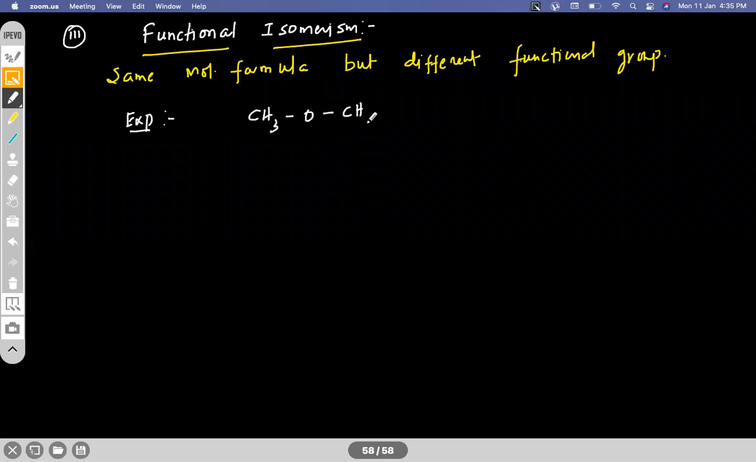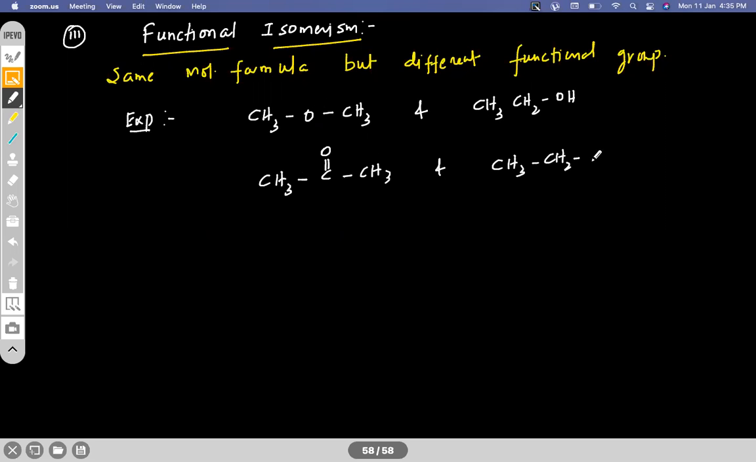CH3OCH3, ether, and alcohol CH3CH2OH. These two are functional isomers. Aldehyde, CH3CH2CHO, and ketone, CH3COCH3, are functional isomers. Okay. Methyl cyanide, CH3CN, and CH3NC, it is isocyanide. This is cyanide. Functional isomers.